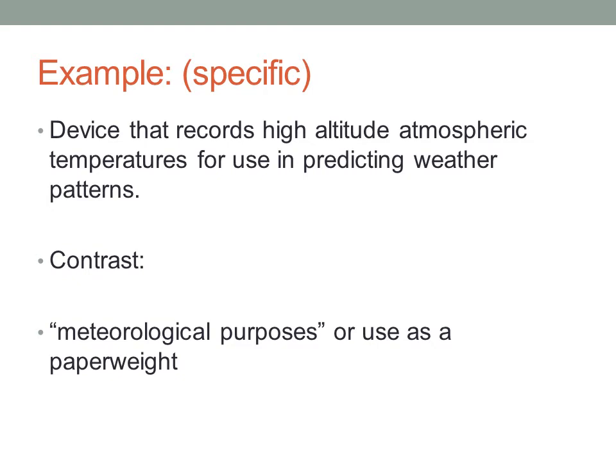It is specific when you say your invention is a device that records high altitude atmospheric temperatures for the use of predicting weather patterns. Right? That's pretty darn specific. Here's your invention. This is what it does. But if you say something like, it's for meteorological purposes, or I'm going to use it as a landfill, or I'm going to use it as a paperweight, it's not specific enough. Okay?